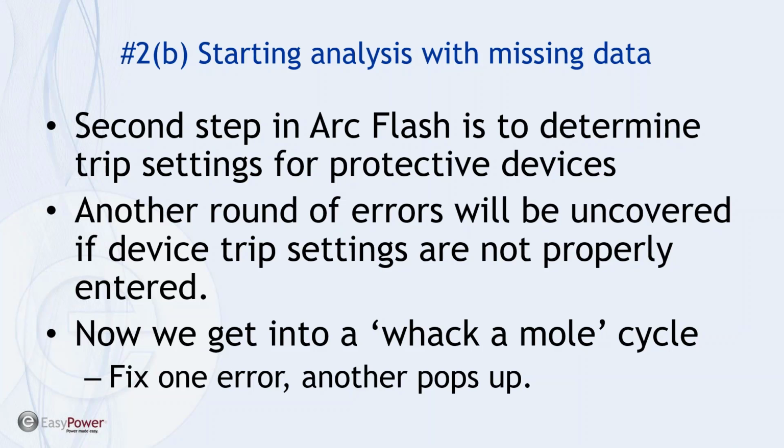Now, the second part of this mistake, and the second step in an arc flash study, is to determine the trip settings for protective devices. If I have conveniently collected that data as I do my data collection on the other parameters in the system, then I can save myself a second or third trip to the site to collect more data. But if I haven't, and I've drawn the one-line diagram without these settings, I'm going to have another round of errors. And if I have a very extensive one-line, I can find that as I fix the errors at the bottom, they start to migrate up and interact with each other.